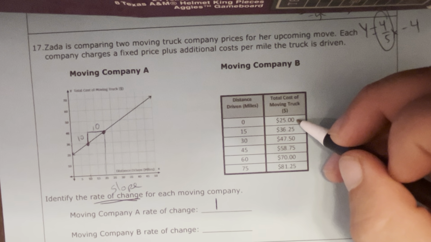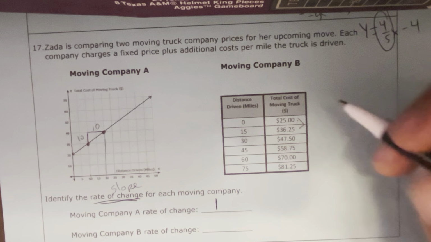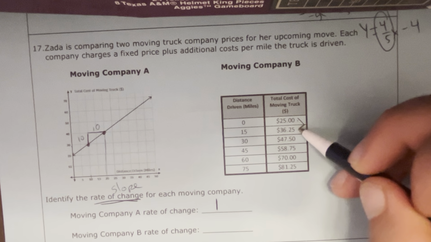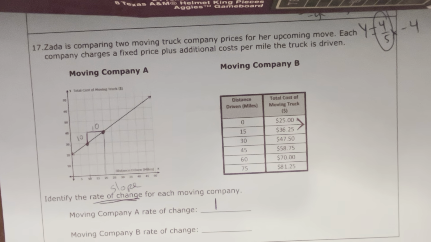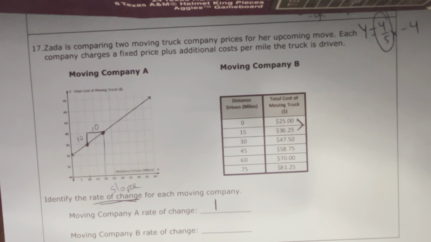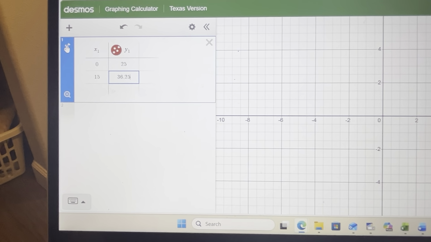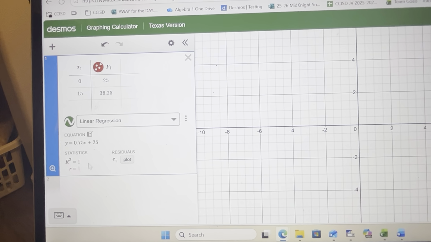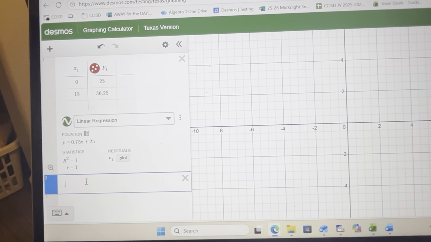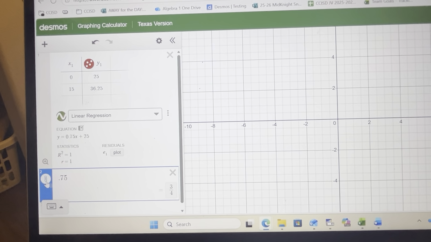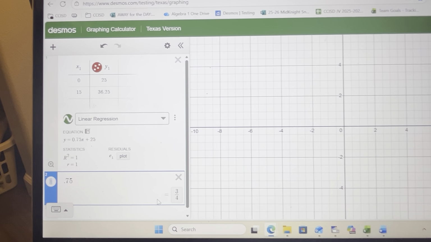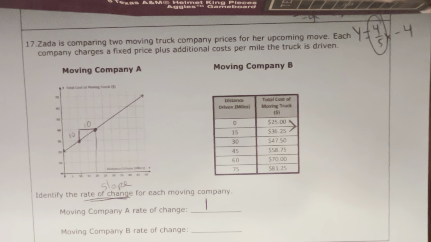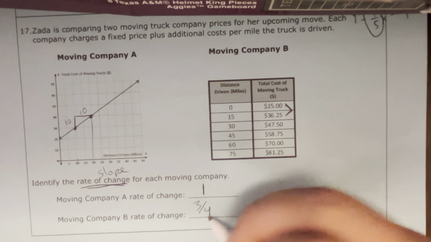And then for this one, the rate of change, I need to put two of these into Desmos, or we could do it algebraically. But I'll go ahead and plug it into Desmos to see what we can get. All right, so here's my table. We'll connect the dots. I want to find the slope. It's 0.75. That's not a repeating decimal, so I can just type it down here and make it a fraction. There it is, 3 over 4. So the slope of moving company B is 3 over 4.